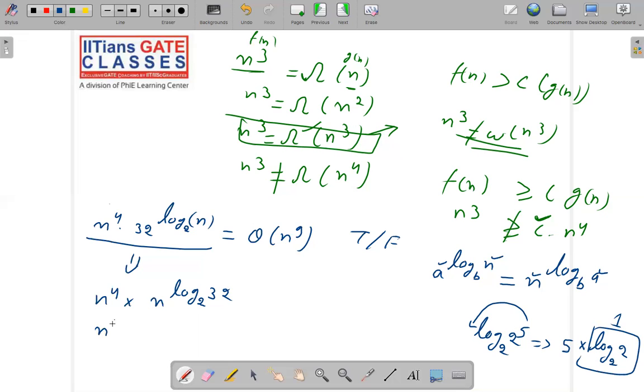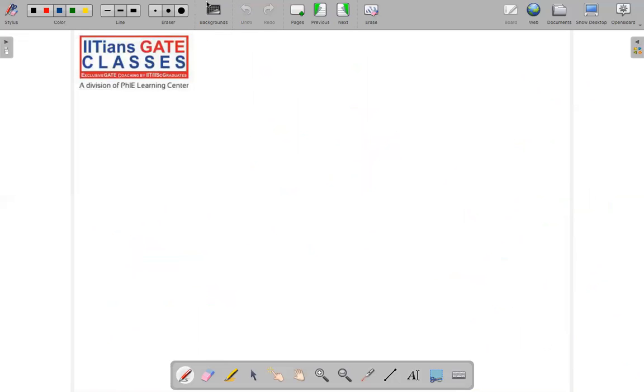So it will be n raised to power 4 multiplied by n raised to power 5. Whenever two numbers are multiplied, their powers add. So it will be equal to n raised to power 9, and n raised to power 9 is actually equal to theta of n raised to power 9. So this is true. These kinds of questions you can see in the GATE examination. This is quite easy. Let's take one more example.